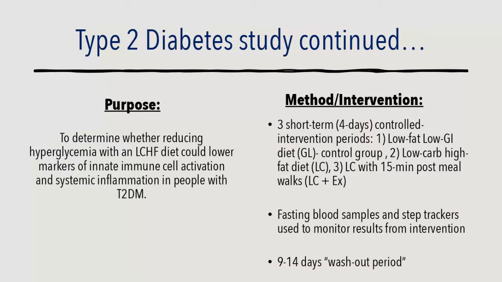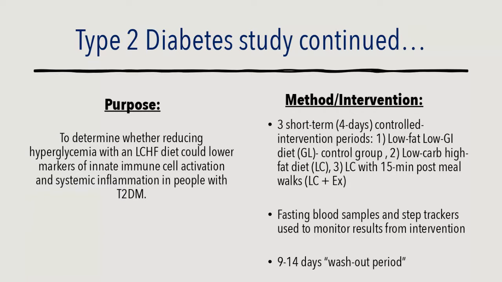So the overall purpose of this study was to determine whether reducing hyperglycemia with a low-carb, high-fat diet was going to lower markers of innate immune cell activation and systemic inflammation in people with type 2 diabetes. For the intervention, they had 3 short-term, 4-day controlled intervention periods. All participants went through all of these intervention periods to truly see the effects of all the interventions.